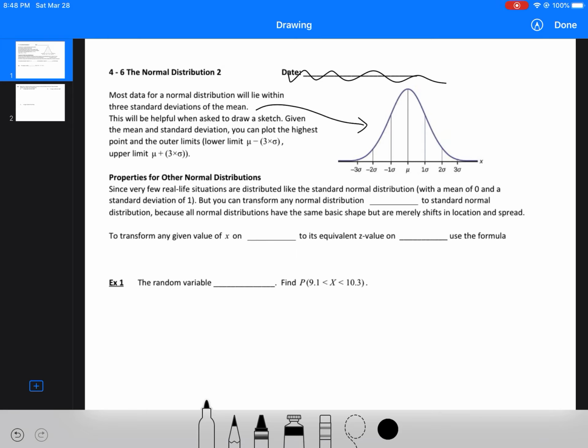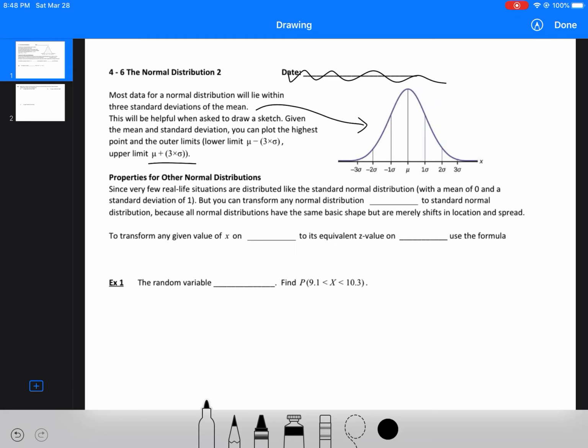Given the mean and standard deviation, you can plot the highest point, which is the mean, and then the outer limits: the lower limit, mu minus 3 times the standard deviation, and the upper limit, mu plus 3 times the standard deviation, just to give you a general idea of your sketch.